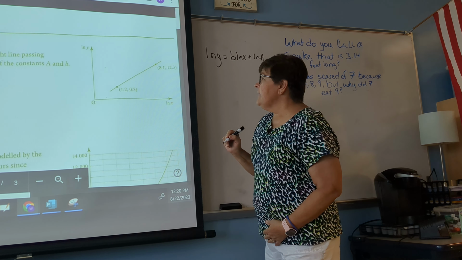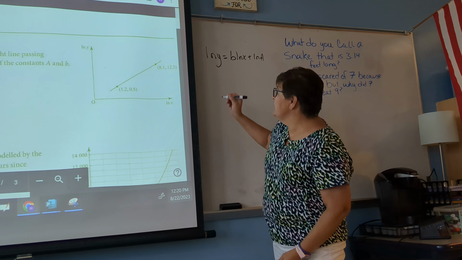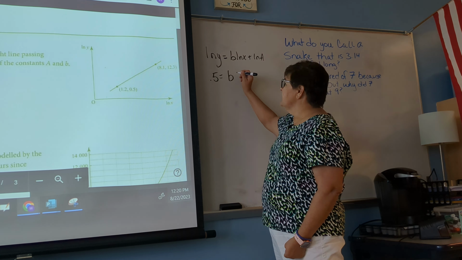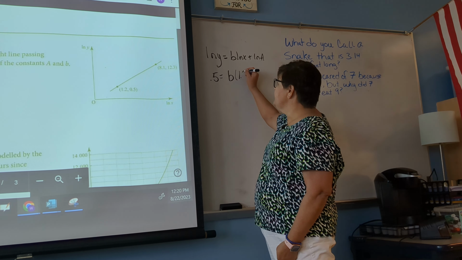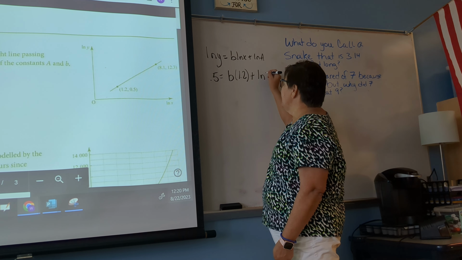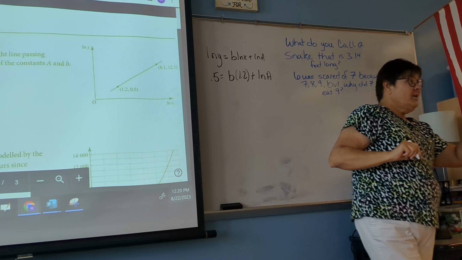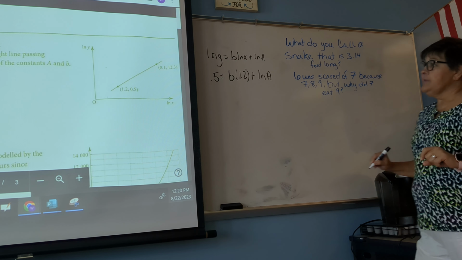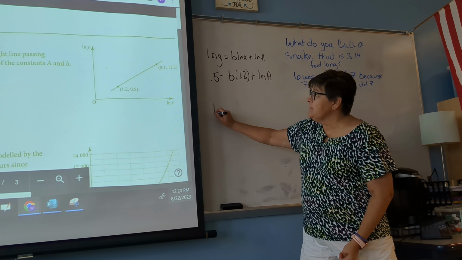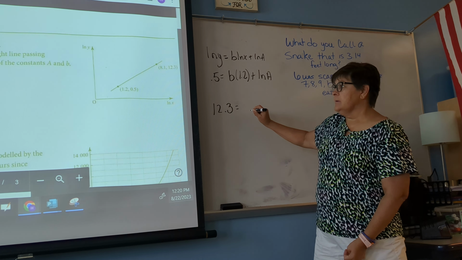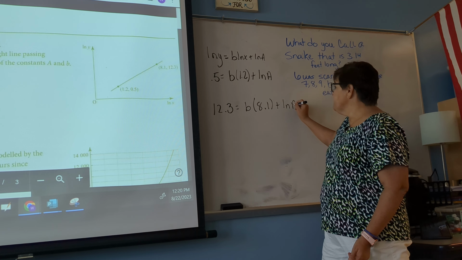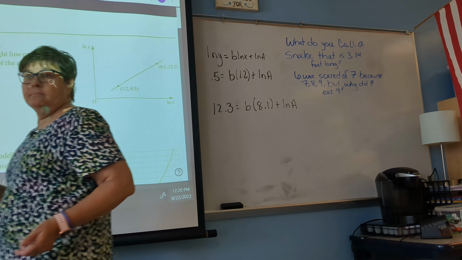What is ln of y in the first guy? 0.5. 0.5 equals b, what's the ln of x? 1.2, good, plus the ln of a. Do you see the two unknowns? What are they? A and b, right? They're two unknowns. Can we do the same thing with the second set? Mm-hmm. So what we got, 12.3 equals b times 8.1 plus the ln of a. What do you think?